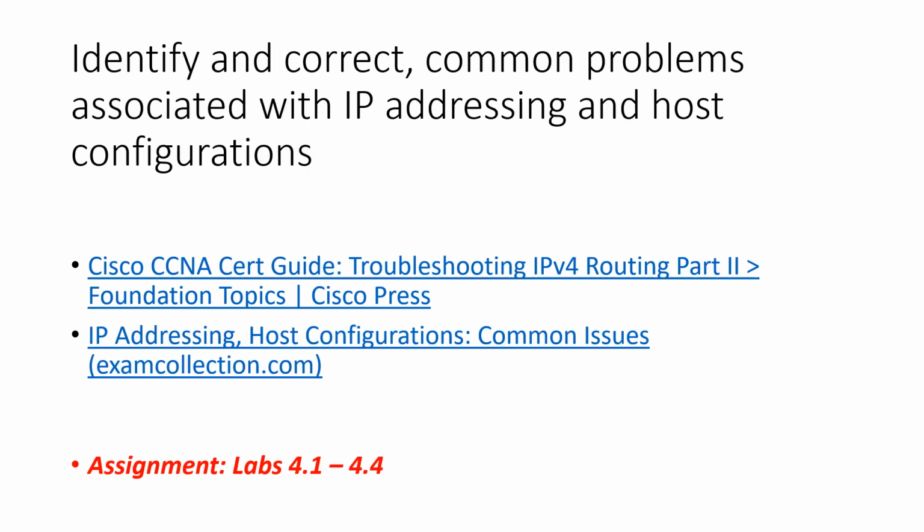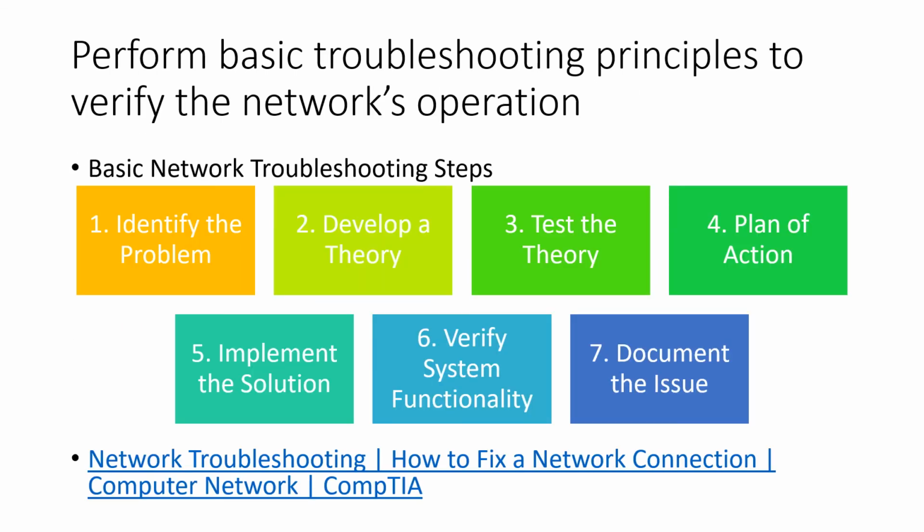Right, identify and correct common problems associated with IP addressing and host configurations. So you can read these two articles on the configurations. And then perform basic troubleshooting principles to verify the network operations. So the basic network troubleshooting steps are: you first identify the problem, develop a theory, test the theory, plan for action, implement the solution, verify the system functionality, and then you document the issue.